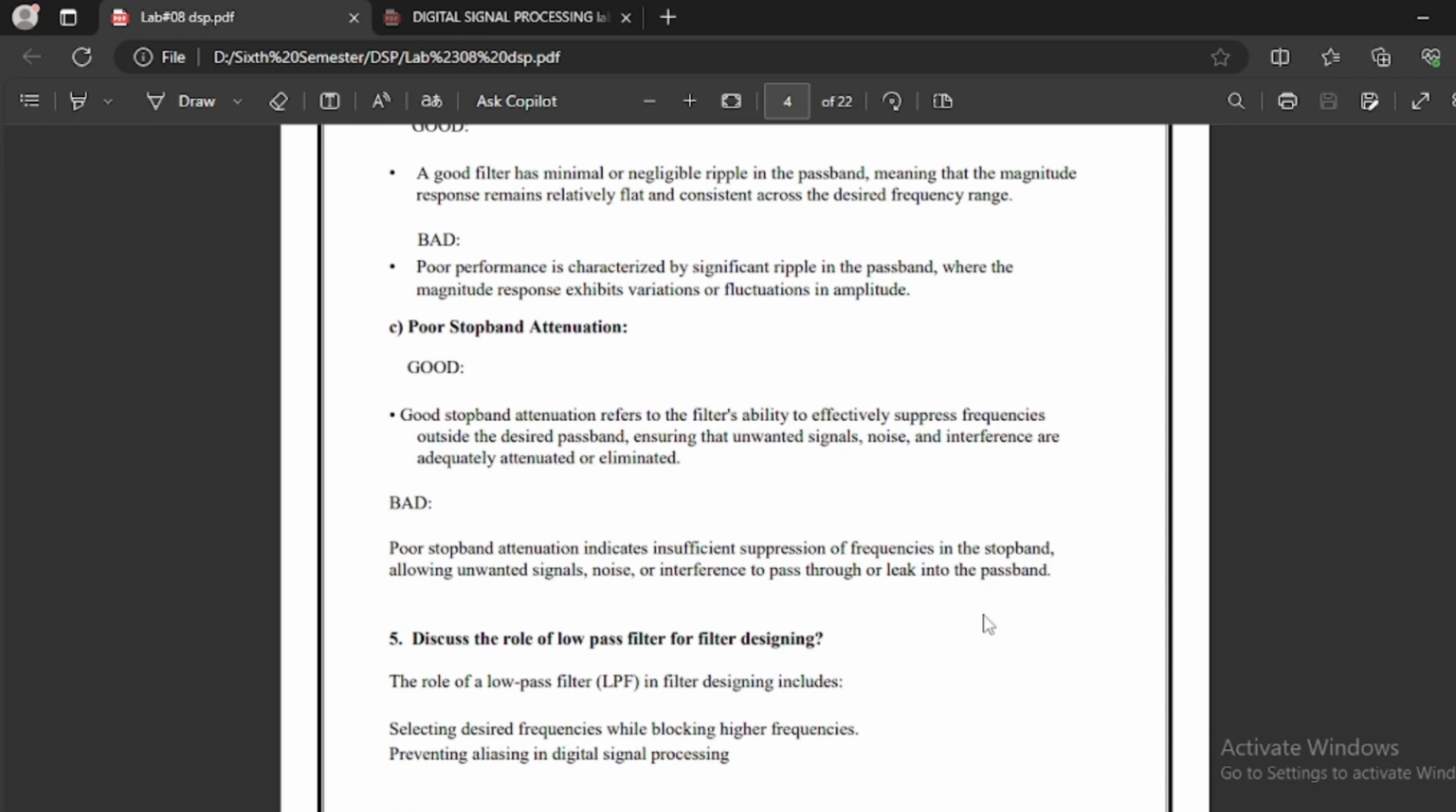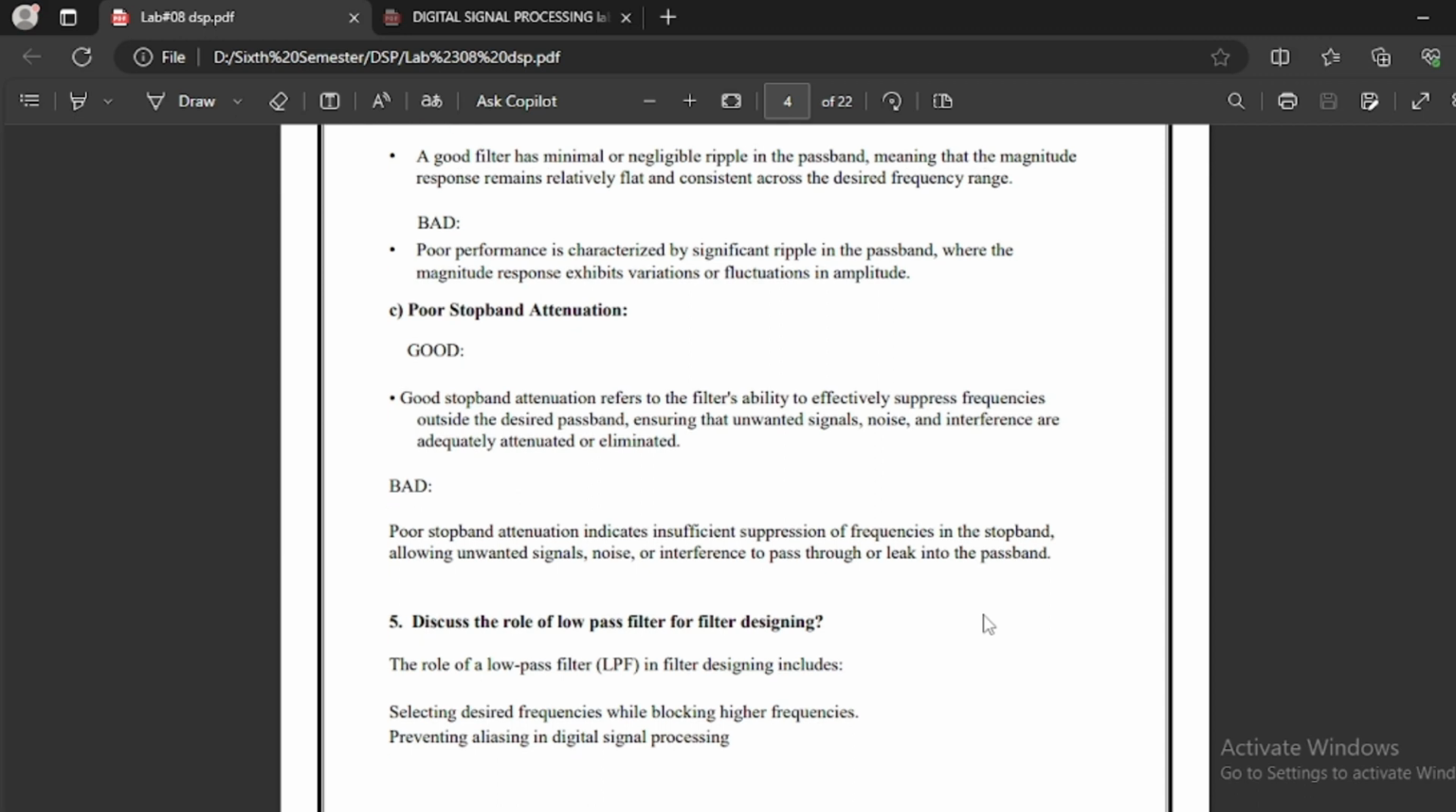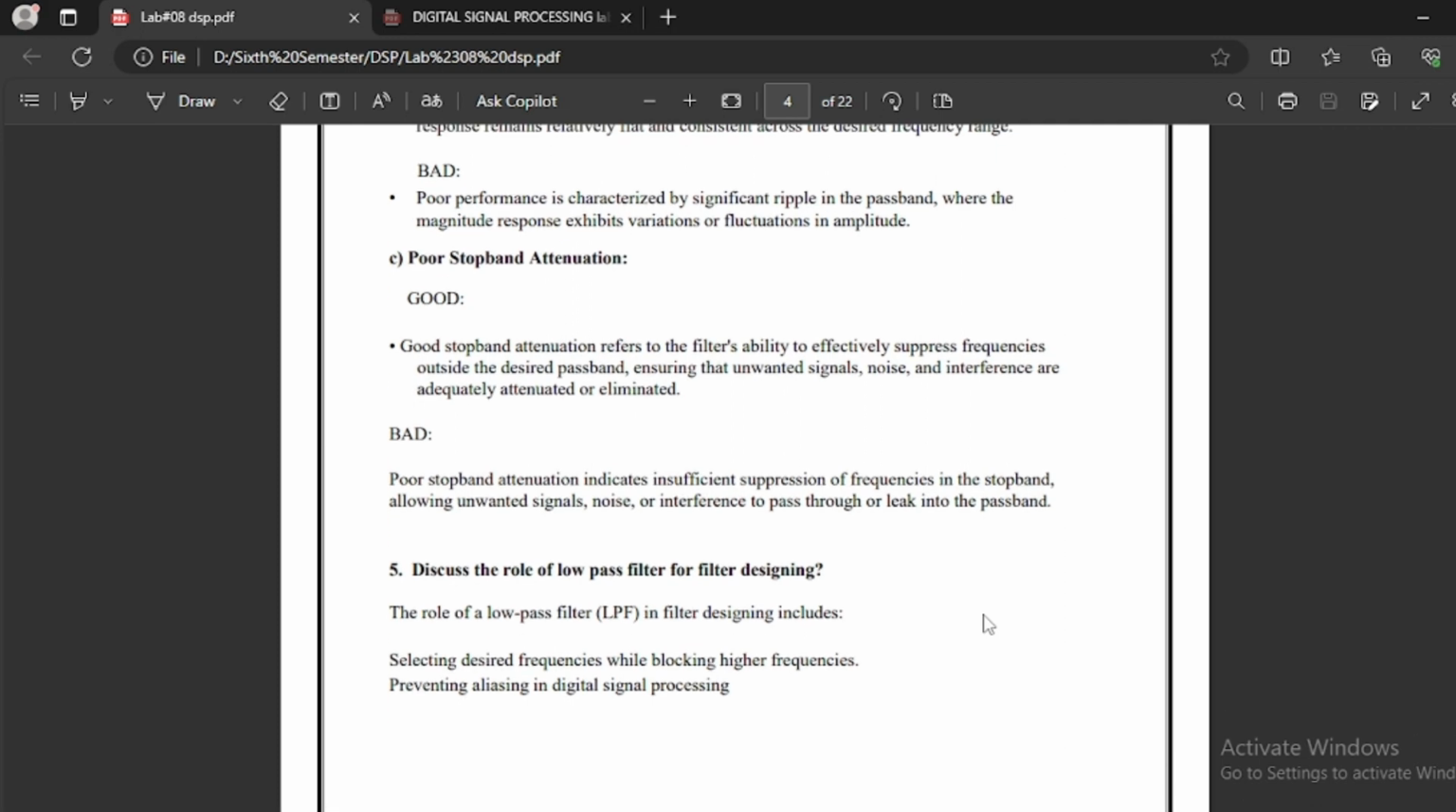Basically, task 1 is theory based. Number 4, stop band attenuation. A good stop band attenuation refers to the filter's ability to effectively suppress frequencies outside the desired pass band, ensuring that unwanted signals, noise, and interference are attenuated or eliminated. Bad, poor stop band attenuation indicates insufficient suppression of frequencies in the stop band, allowing unwanted signals, noise, or interference to pass through and leak into the pass band.